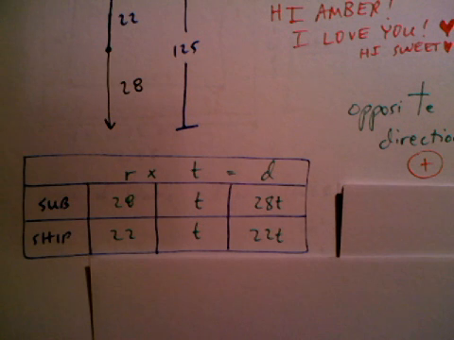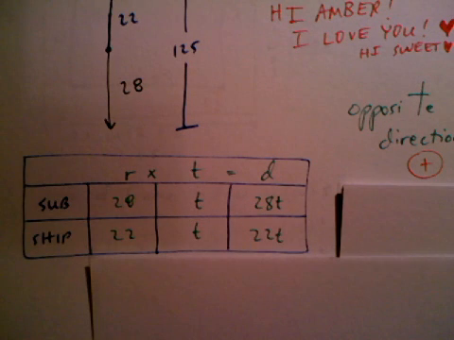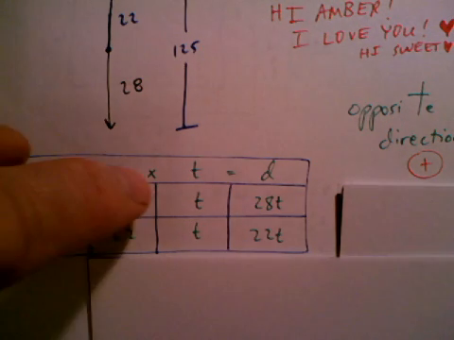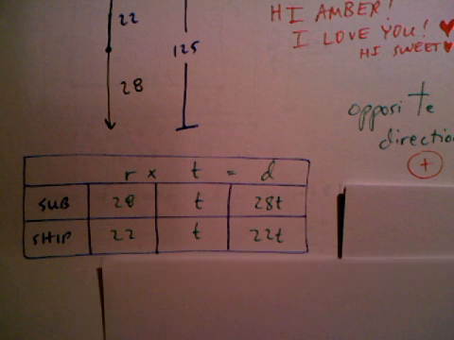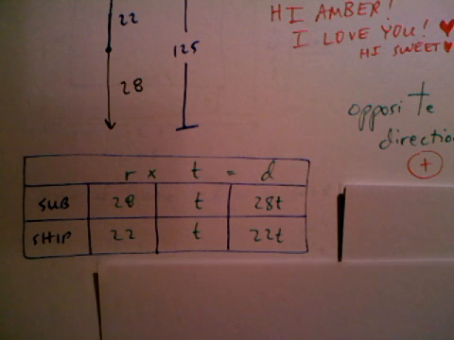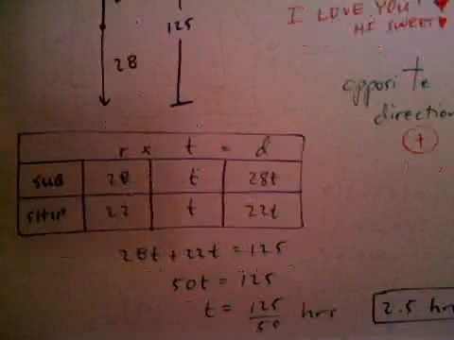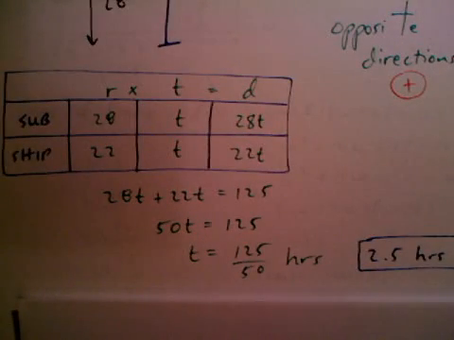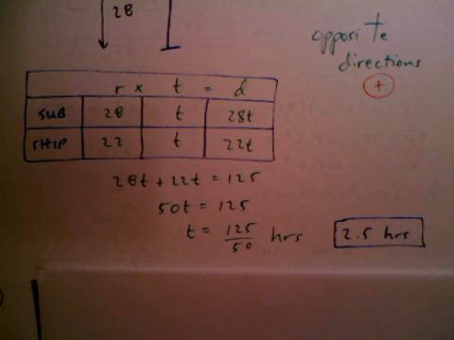They travel, it says they left at the same time, so they travel the same amount of time, and you know distances are the same, or sorry, rate times time equals distance, so you can see how to fill that out. And if you add these two distances together, then you'll get 125. And so pause it, see if you can figure out the rest, and here you go. You should get 2.5 hours.